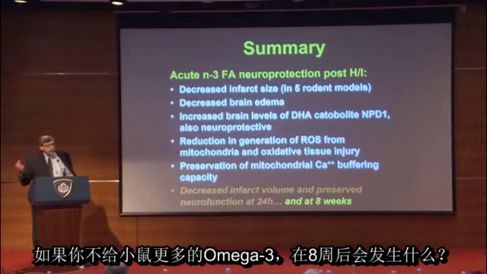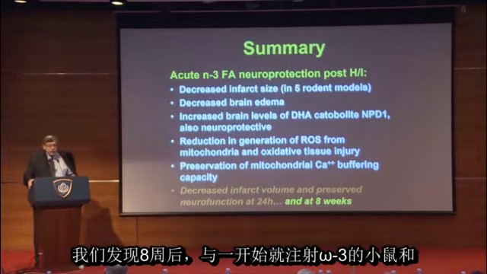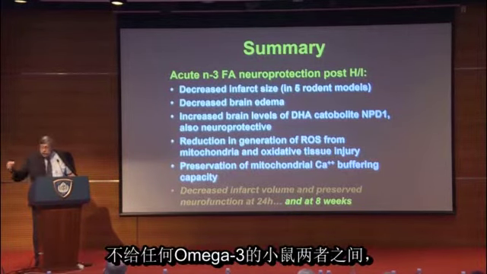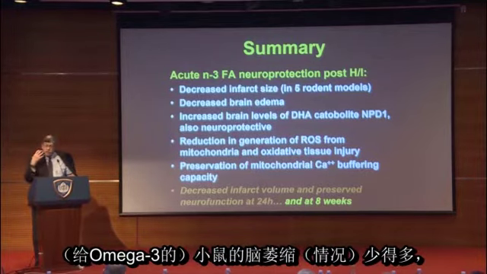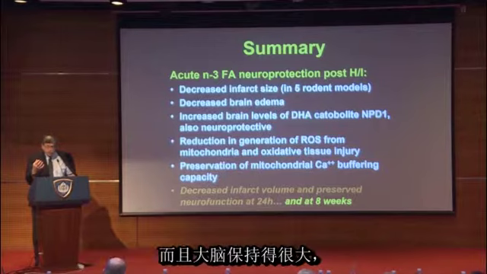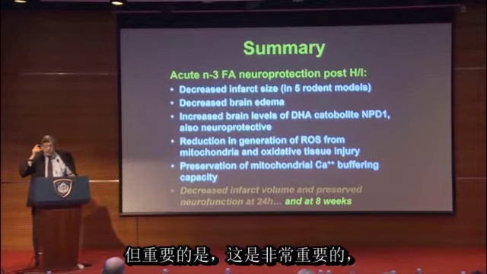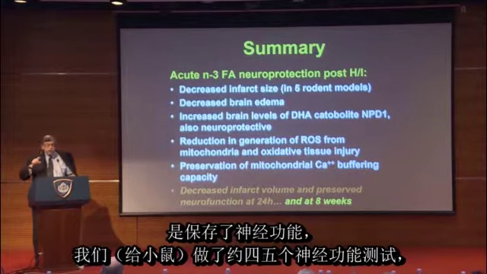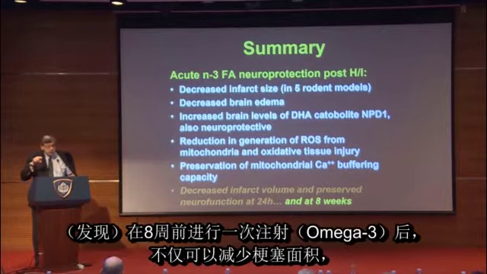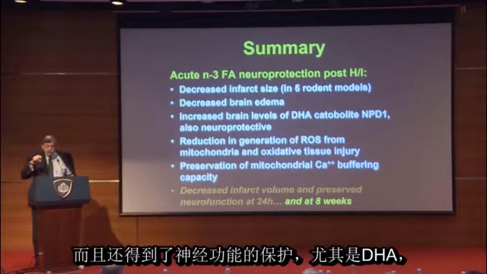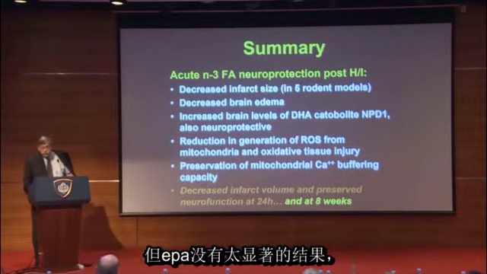All the data that I've shown you so far is after 24 hours. What happens if you do not give the mice any more omega-3 but wait 8 weeks later? We find that 8 weeks later, after just the initial injection of the omega-3, with no omega-3 in between, we have much less brain shrinkage, so the brain stays big. But importantly, we preserve neurofunction. We do neurofunctional tests, about 4 or 5 of them. So with the one injection 8 weeks before, we not only get decreased infarct size, but we get preservation of neurological function, especially with DHA, not so much with EPA.